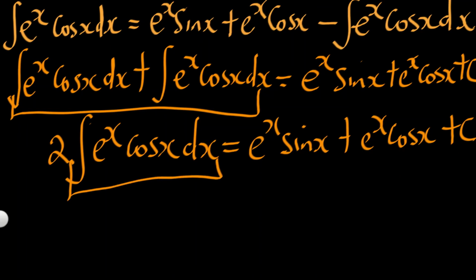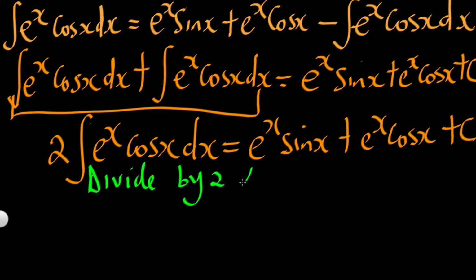So to isolate that, we divide by 2 throughout. This is our final step. We divide by 2 throughout.